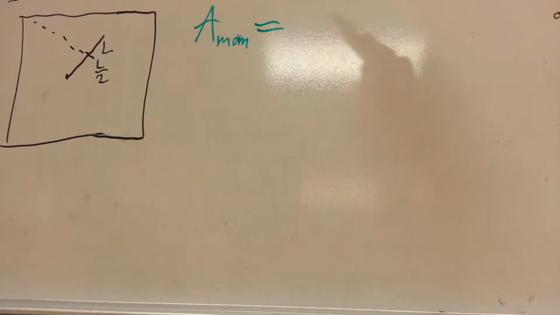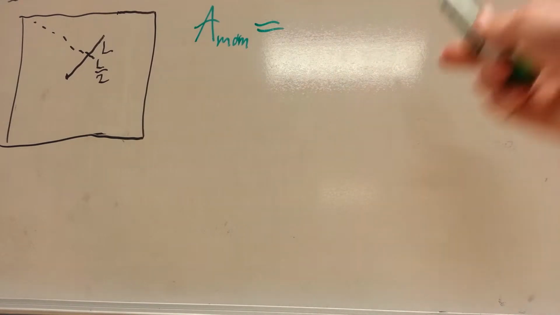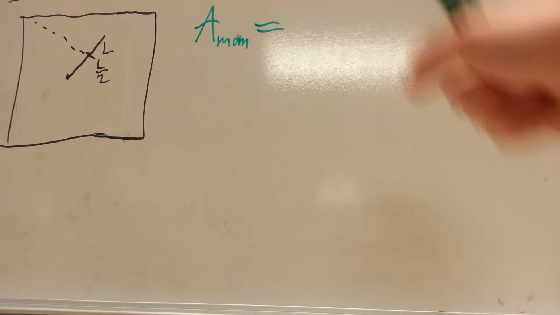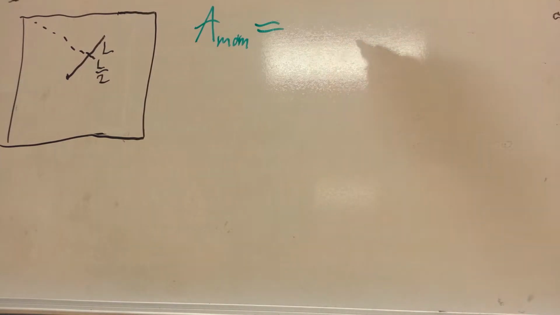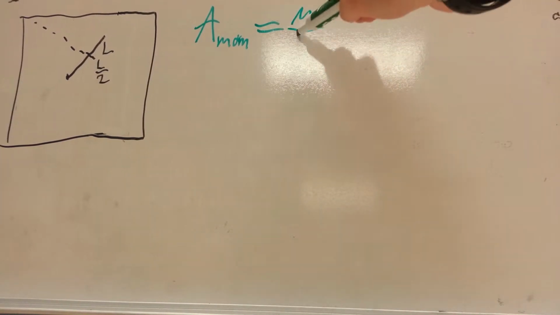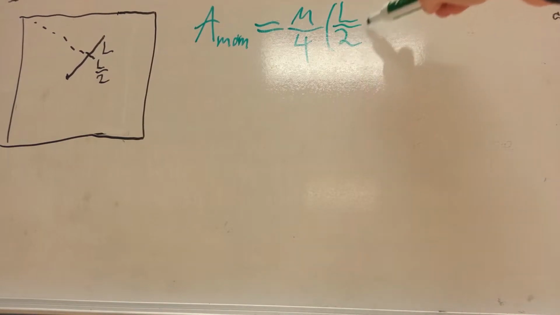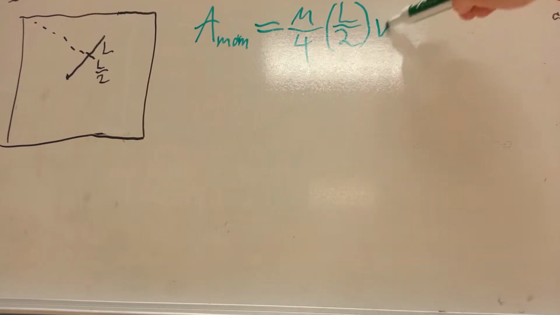Angular momentum of the bullet. This is right as it enters the rod, not after the rod starts spinning, but right as it enters. M/4, because that's what the problem gave us, times its radius of spinning, which is L/2, times its linear velocity, which is given to us. Okay, so that'll be useful later.